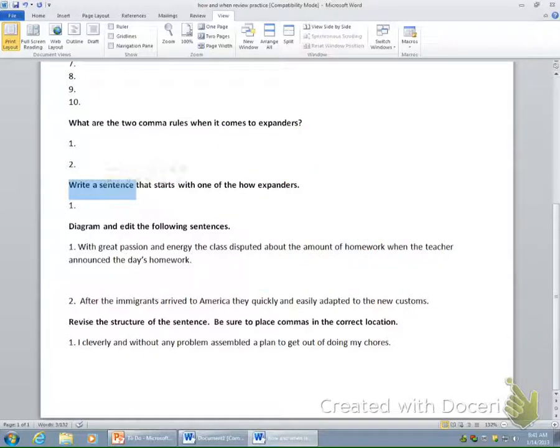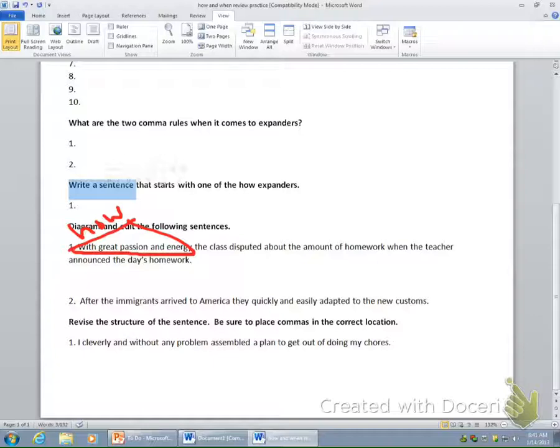All right. Diagram the following sentences. Give me the first, actually, I'll just do it for you. With great passion and energy. So that right there, I'm putting a triangle. And you have to write down along the lines what kind of expander it is. So it's a how. All right, now I got to look to see. Remember, always do the expanders first. Get them out of the way.